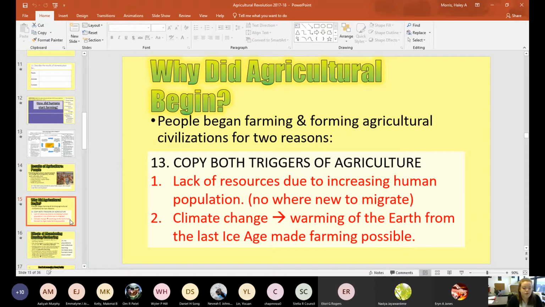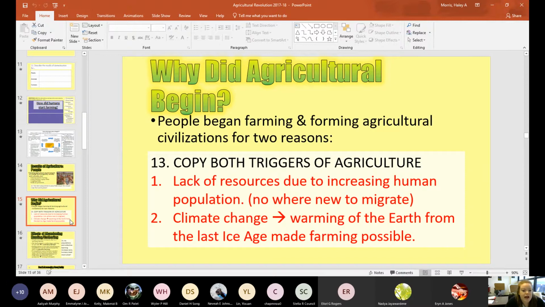So for number 13, you just write down what's in the box. So why did agriculture begin? People began farming and forming agricultural civilizations for two reasons. These two reasons are what you're going to write in the box.